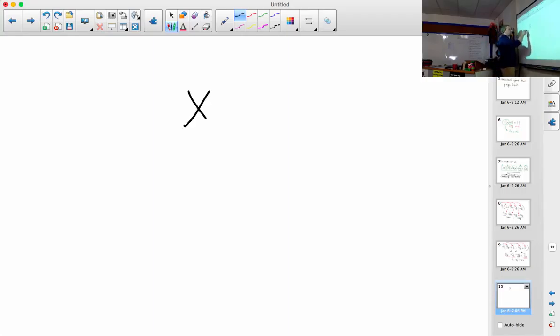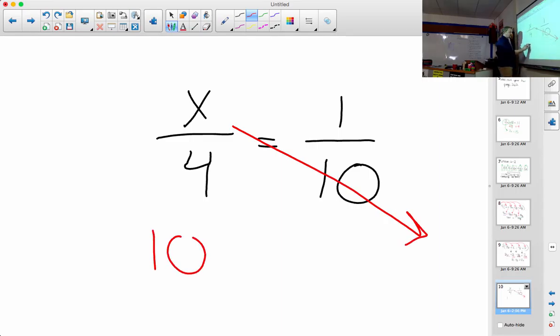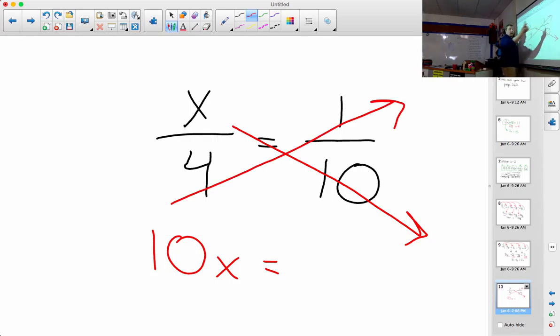Okay, so let's say we have x over 4 equals 1/10. How would I start to solve this problem? What would I do? Okay, Isabella? Cross multiply. Yeah, absolutely. I have to cross multiply. So I'm going to multiply these two things. That's going to give me 10x, and that's going to be equal to 4 times 1, which is what? 4. Okay, so I have 10x equals 4.